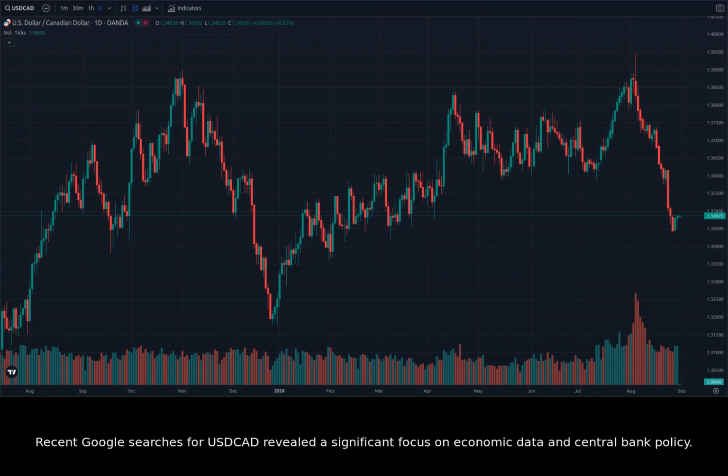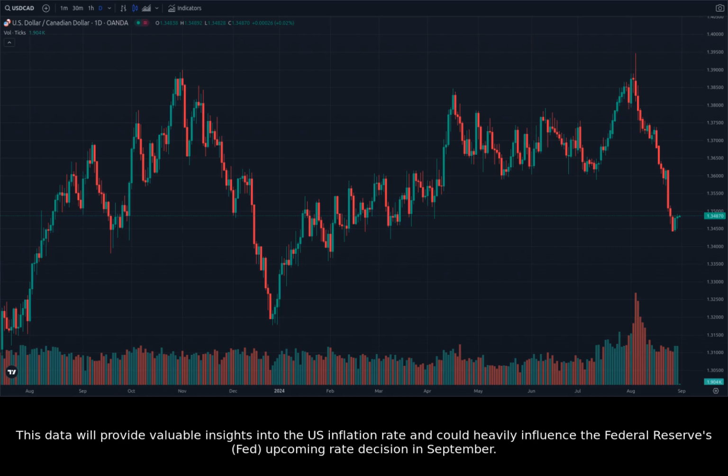Recent Google searches for USDCAD revealed a significant focus on economic data and central bank policy. Investors are eagerly awaiting the release of the U.S. Core Personal Consumption Expenditures (PCE) price index for July. This data will provide valuable insights into the U.S. inflation rate and could heavily influence the Federal Reserve's (Fed) upcoming rate decision in September.